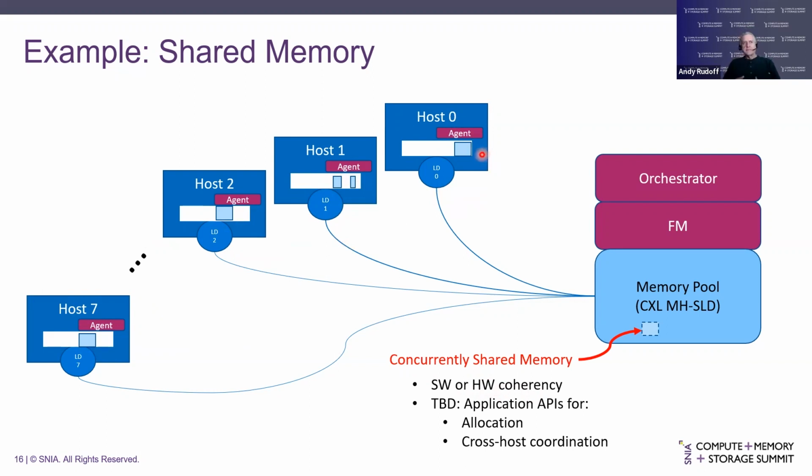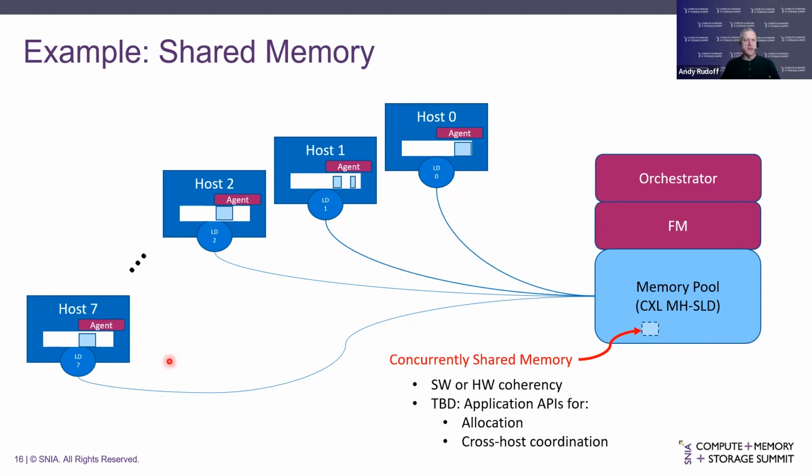Now, there are existing APIs, of course, for shared memory. Most of them were developed as part of high-performance computing over the years. And those APIs can be made to work here, but I think we're going to see, and that's why I marked this as to be done, the emergence of some new software research in this area, some new development for advanced APIs for shared memory allocation and cross-host coordination with the kind of load-store sharing that CXL memory sharing gives you. So that's kind of an exciting area to watch.